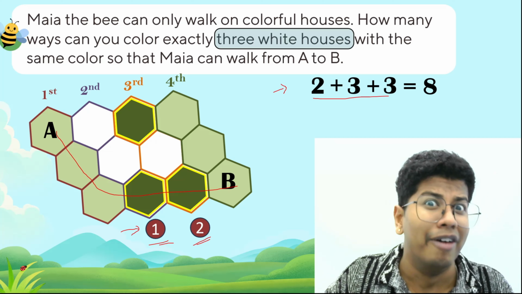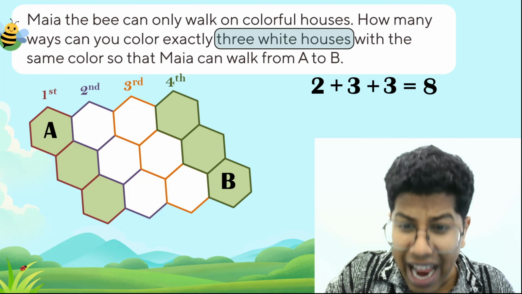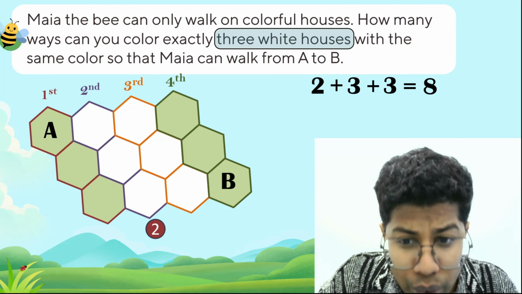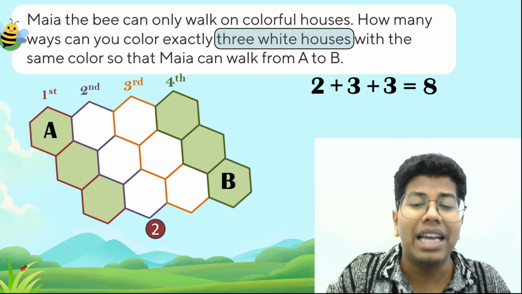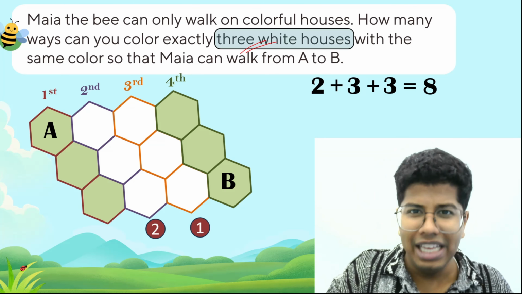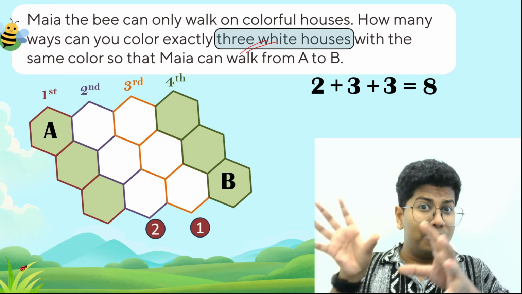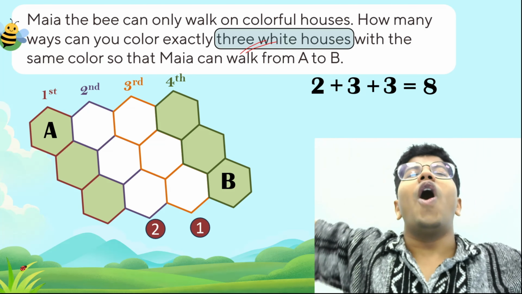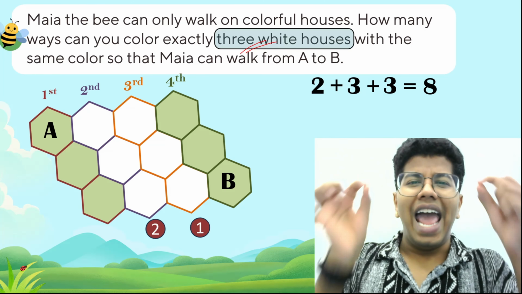Now, do you remember we still have one case left? That is this, the second level, we color 2 and the third level, we color 1. And in this way, we can achieve 3 white houses. So let's just see. Remember, from which position should we start? Should we start randomly or from top? Oh, from top, in an order.